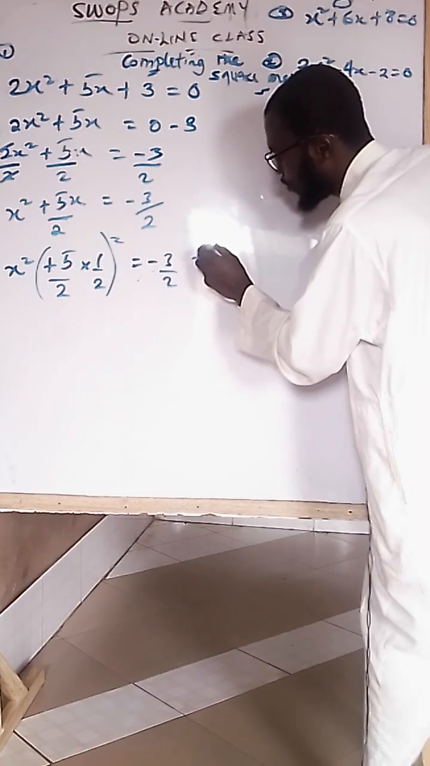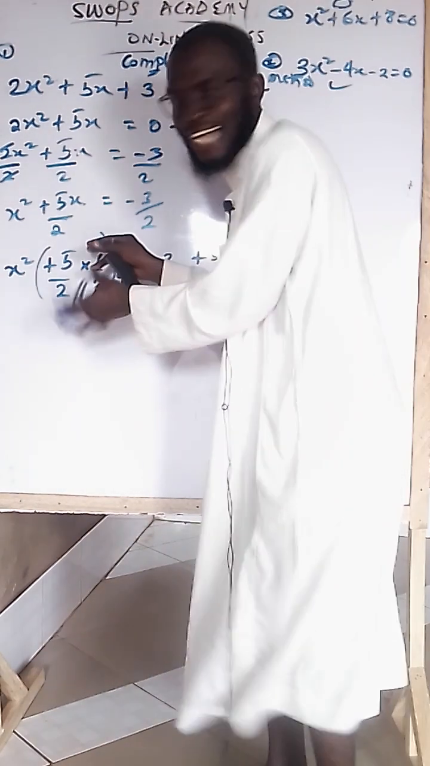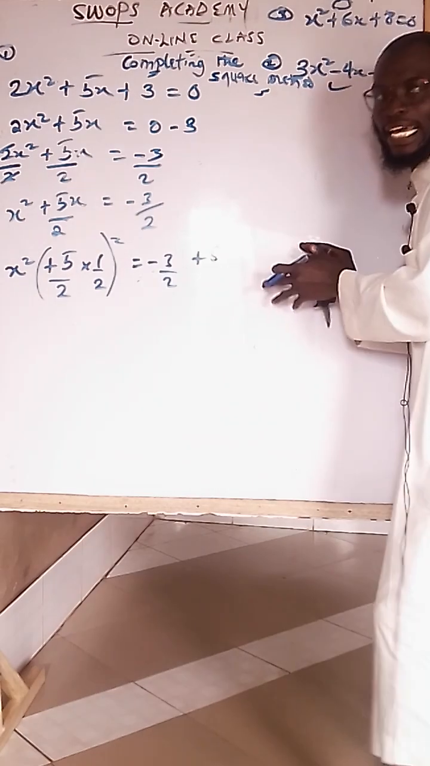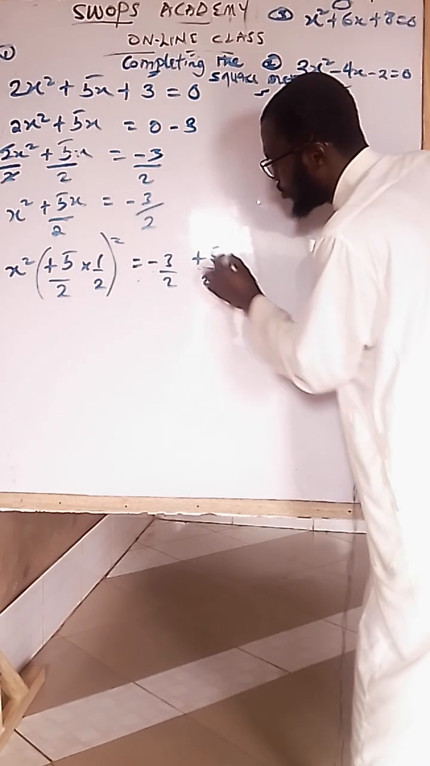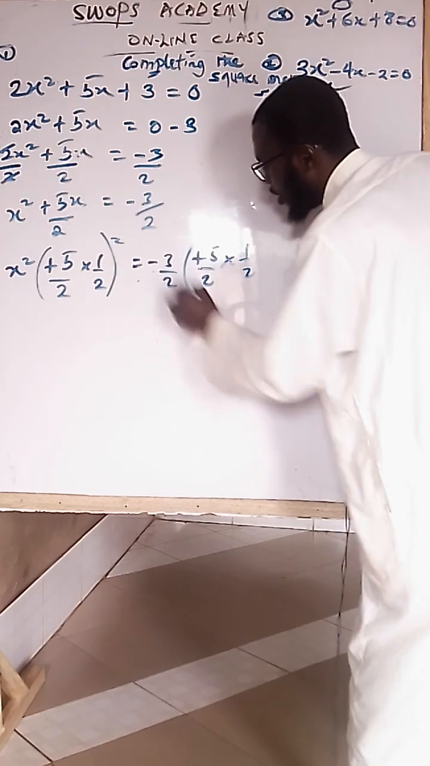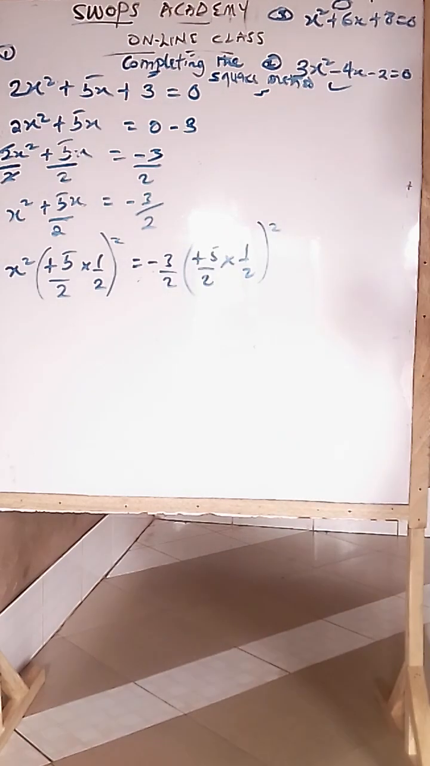Now this will be plus 5. Now I just copy what is here. I copied it here, not crossing here. This will now be plus 5 over what? Over 2 times 1 over 2. Are we together? All in what? All in square. Equation balanced.